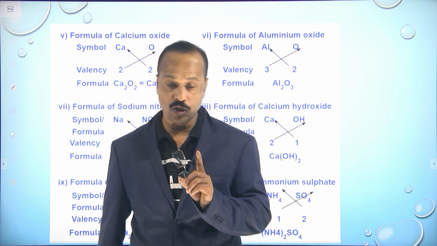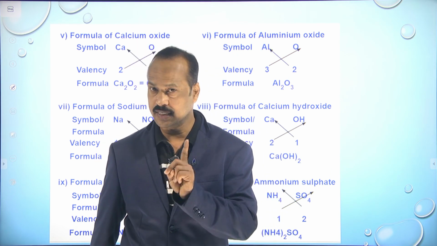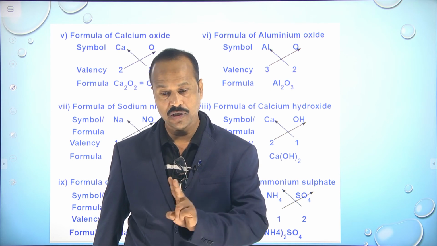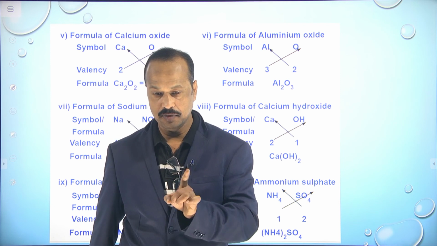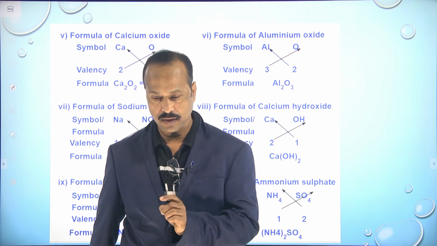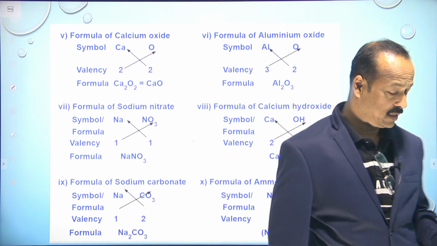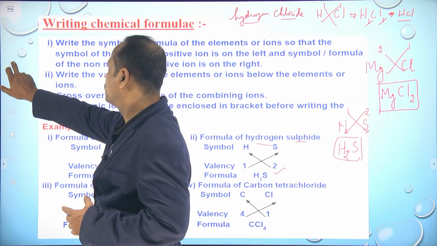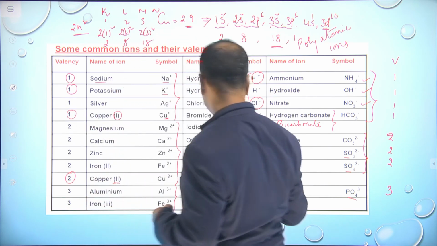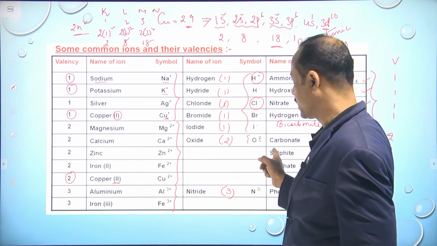Yes, octet, and also duplet, like helium. Helium has only 2 electrons, but still it is stable. So this also will not react with any other element, so its valency is also 0. Helium is 0. Right? So take the screenshot of this, and by using this table, you have to write at least 25 chemical compounds and formulas. Is this clear to you?